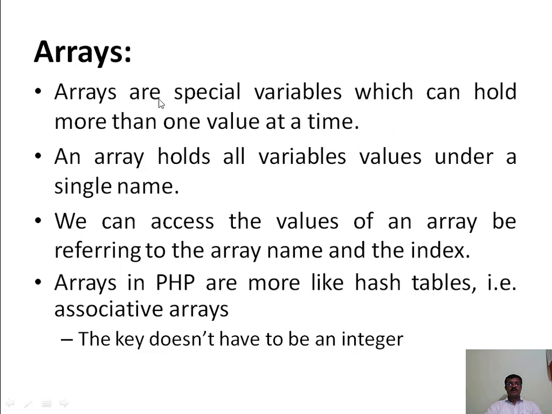Arrays. Arrays are special variables which can hold more than one value at a time. An array holds all values under a single name. We can access the values of an array by referring to the array name and the index. Arrays in PHP are more like tables, that is associative arrays. In this, the key doesn't have to be an integer.